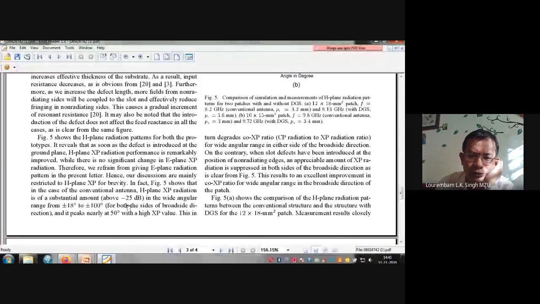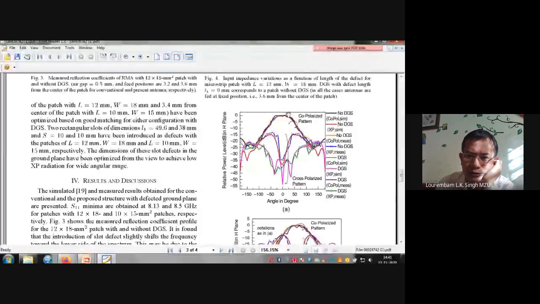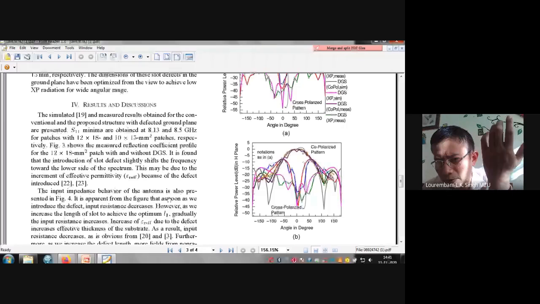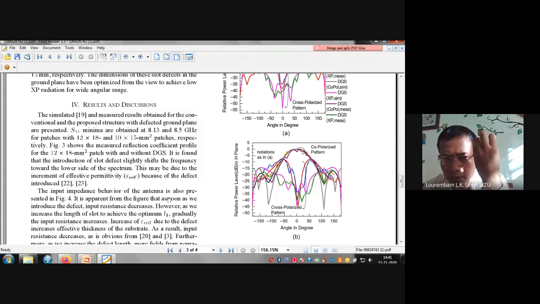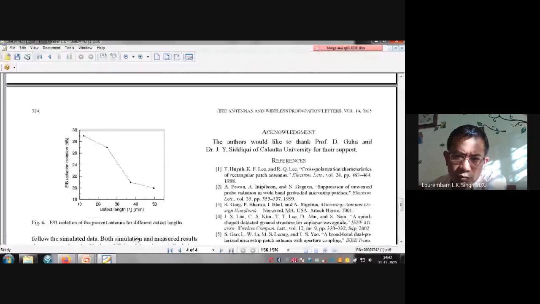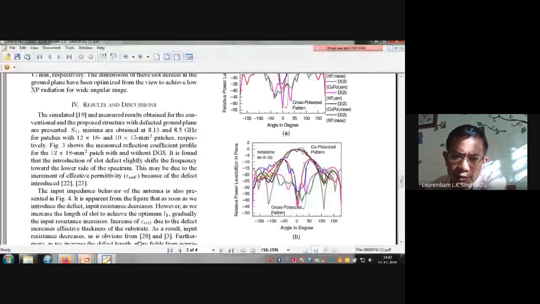We can reduce it from here to here, co and cross pole, up to 25 dB. Means the signal transmitting in the desired direction is 25 dB above your undesired directions. So that kind of polarization purity of around 25 dB is quite a good suppression which we can obtain with the introduction of the slots, which we have shown in this particular paper.